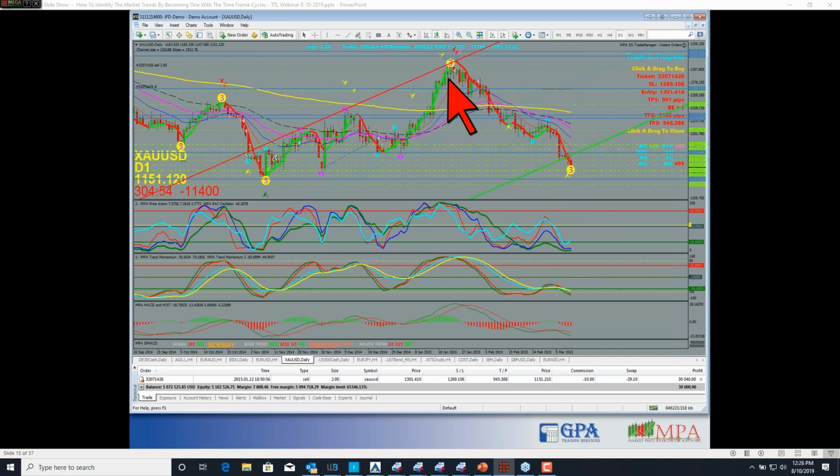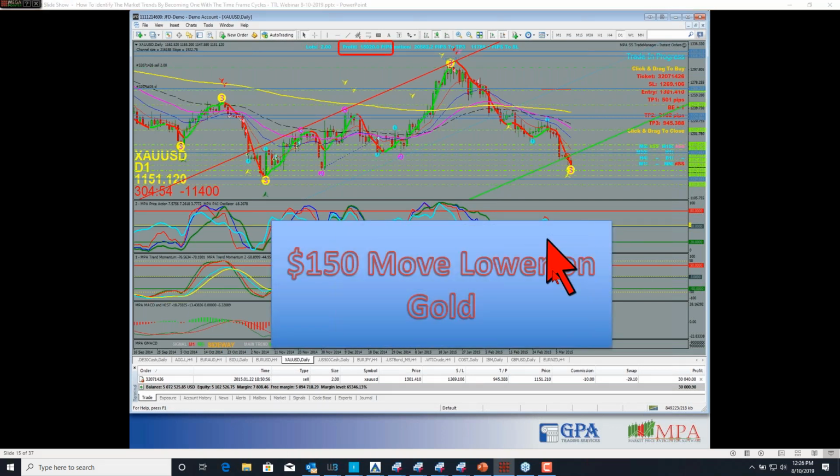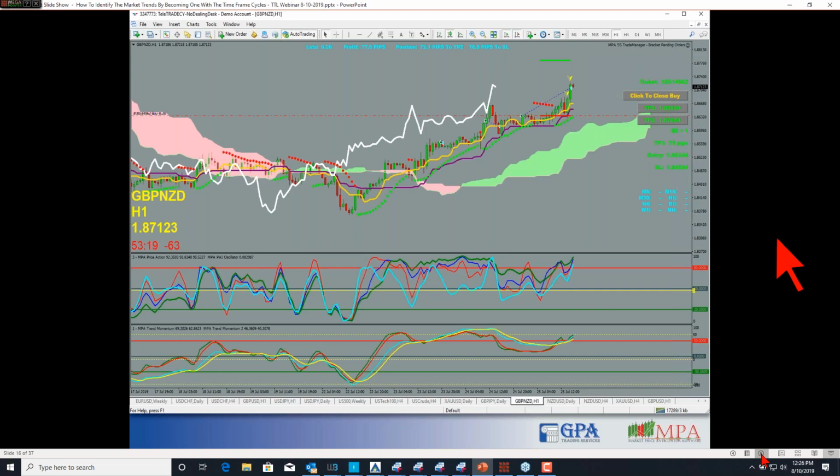And why did we know that gold was likely just to go down and not just slingshot higher and higher and keep the rally going? Because my weekly started to hook and cross, which meant the daily had to go down. And check this out. In this example, we see that's a $150 move lower from selling a trigger and allowing the time frame to play out. We have results after results after result.